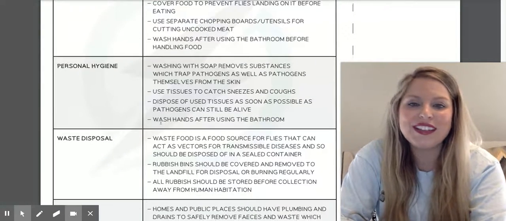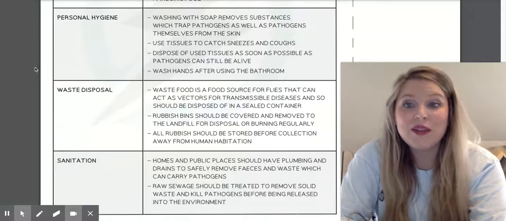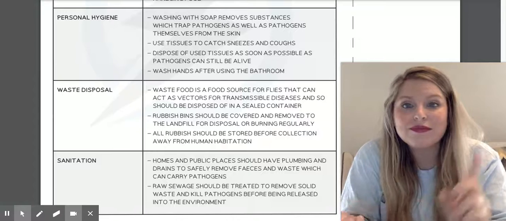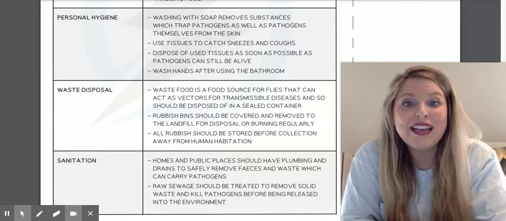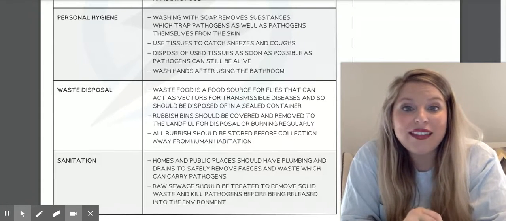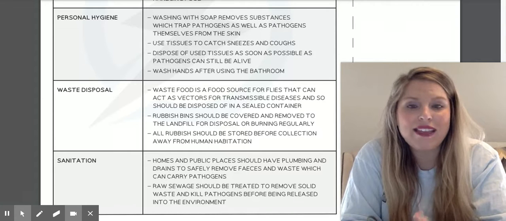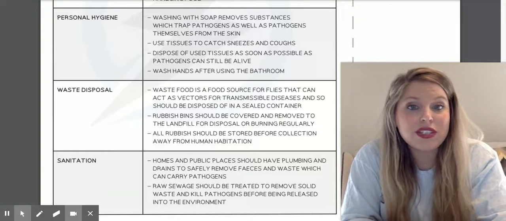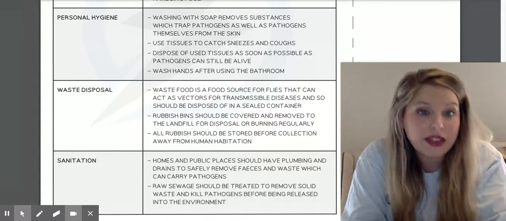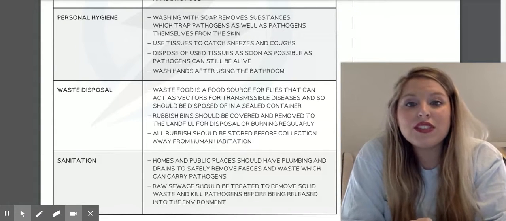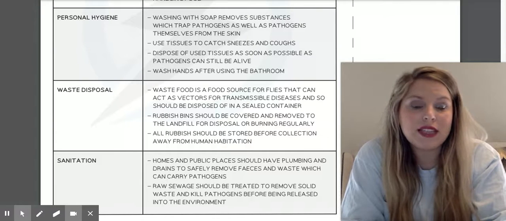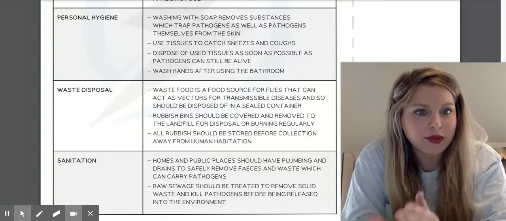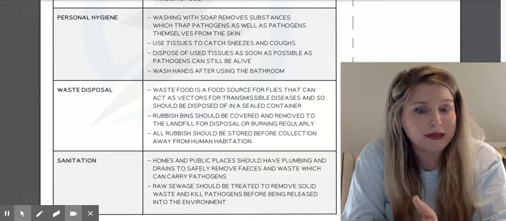Okay, moving on to the section on personal hygiene, which is really popular right now, even at our school with the coronavirus going around. We need to wash with soap, which removes substances that trap pathogens, as well as the pathogens themselves from the skin. Use tissues when you sneeze or cough into your elbow. Dispose of used tissues as soon as possible because pathogens can still be alive on those. And wash hands after you use the bathroom. Wash your hands. Pretty simple, right?